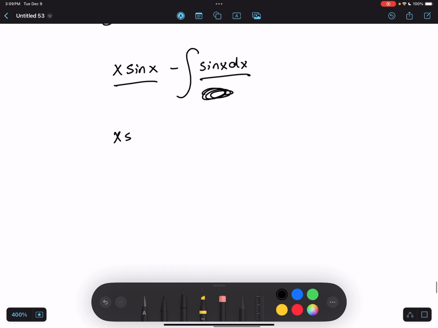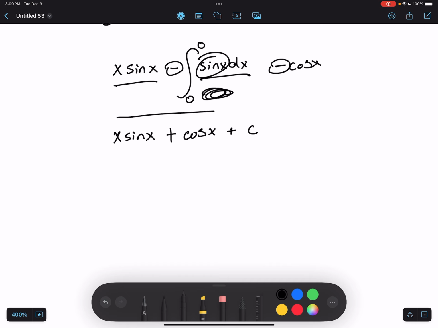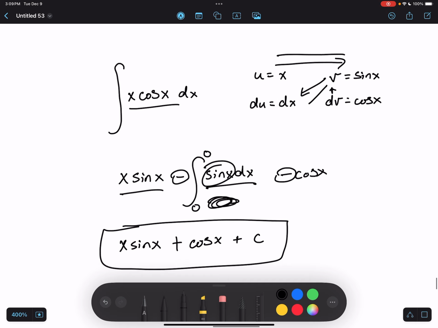So we've got x sine x minus the integral of sine, which is negative cosine x. But because there's a negative here, and we're dealing with a negative there, we're going to do a positive there to get cosine x. And because there are no bounds, there's no limits, this is an indefinite integral, and that means we have to add a constant at the end. So this is the solution to our integral.